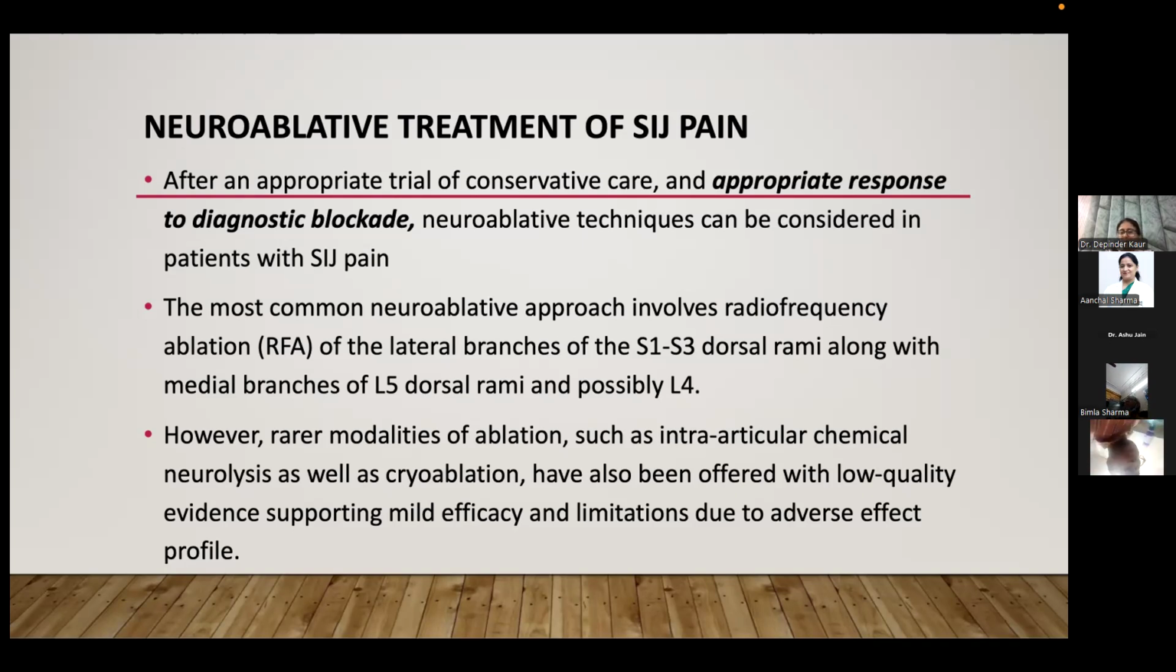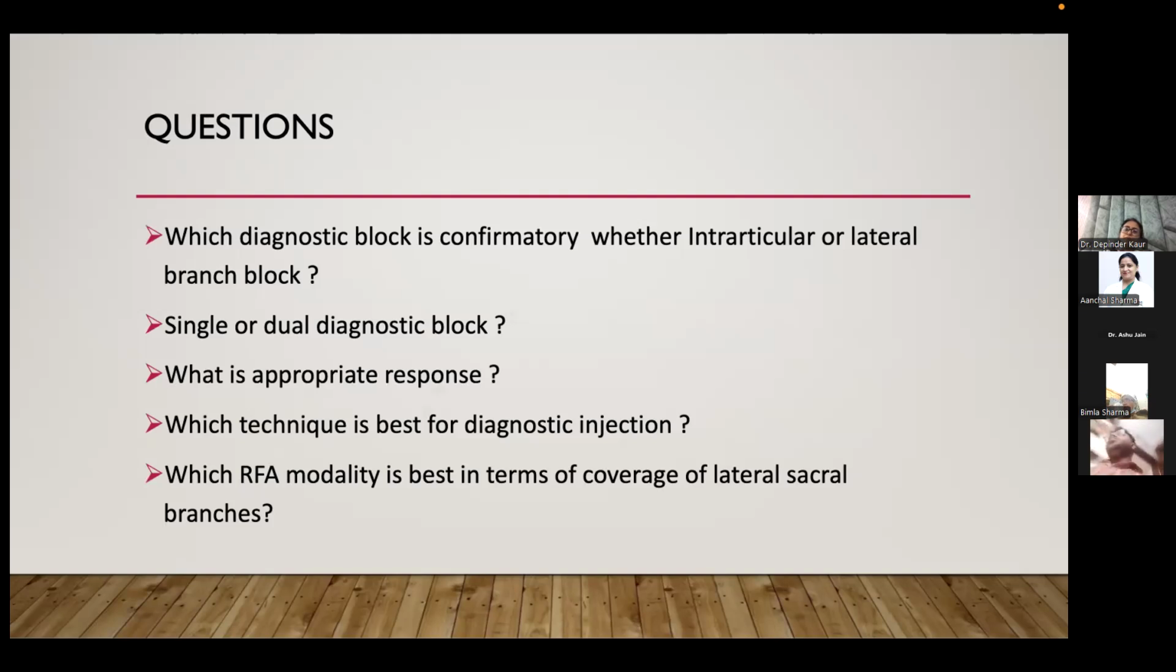So before proceeding to radiofrequency ablation, we need to have answers to a few questions which are very important for the best treatment outcome. First of all, which diagnostic block is confirmatory? Whether we should go for the intra-articular steroid injection, the intra-articular local anesthetic injection, or the lateral branch block. Second, whether it should be a single or dual diagnostic block. The third is what you call an appropriate response. What is the appropriate response? Which technique is best for doing the diagnostic injections, and which RF modality is best in terms of coverage of the lateral sacral branches? So let's try to find out the answers to these queries through these statements.